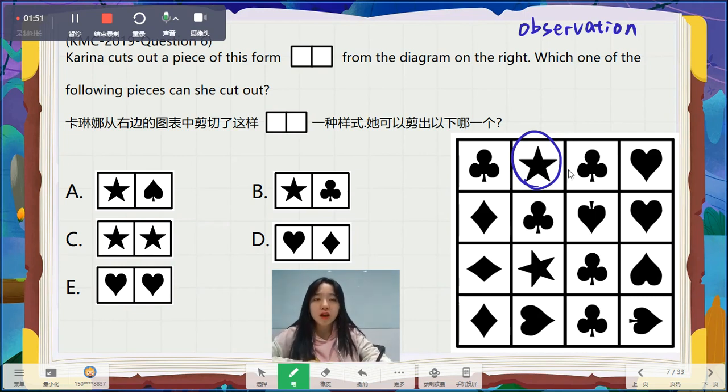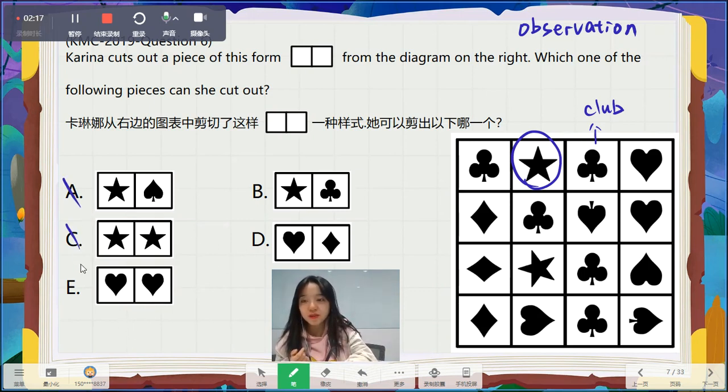Let's see on the right of the star, what's that shape? Have you ever played cards? It's one of the 4 suits. We call it a club. We only have such a star in the diagram, and on the right it must be a club. Which option is correct, do you think? It can't be A or C, it must be B.